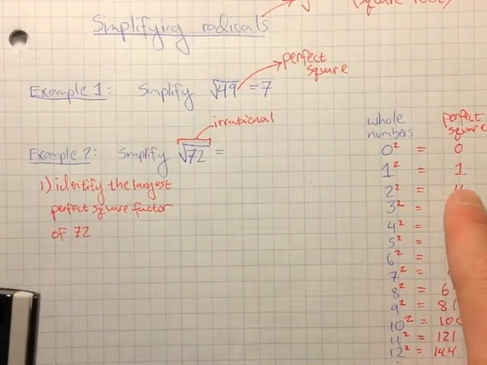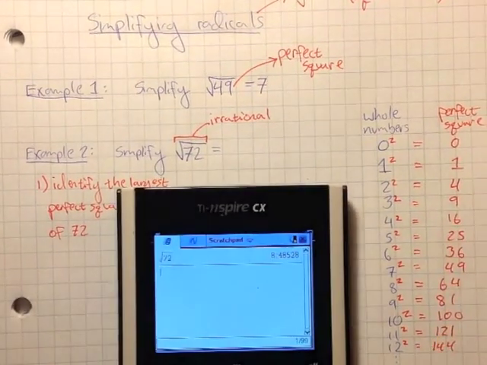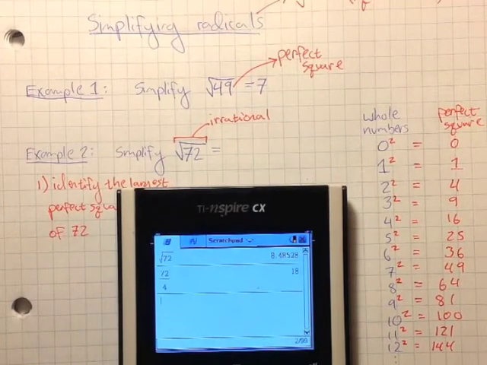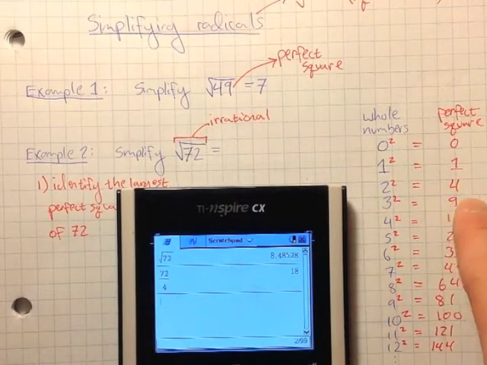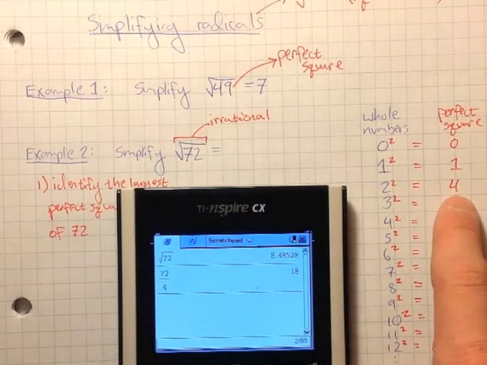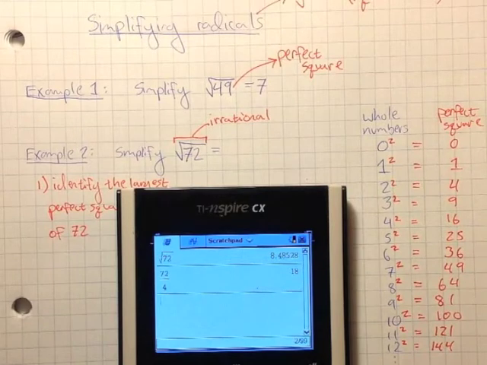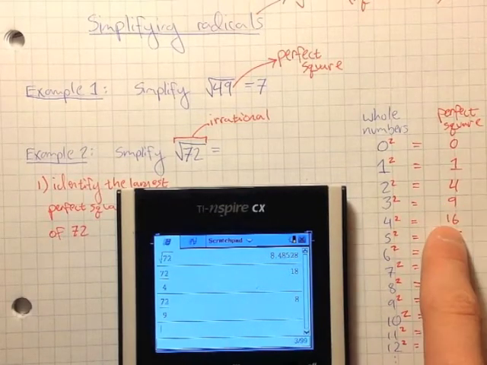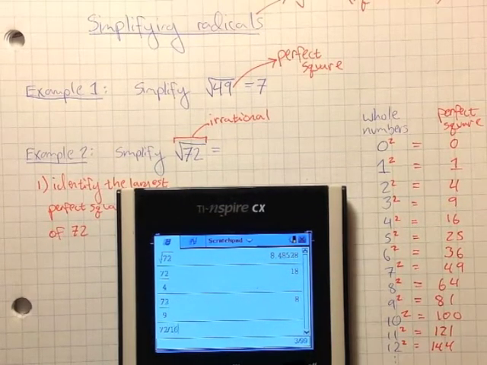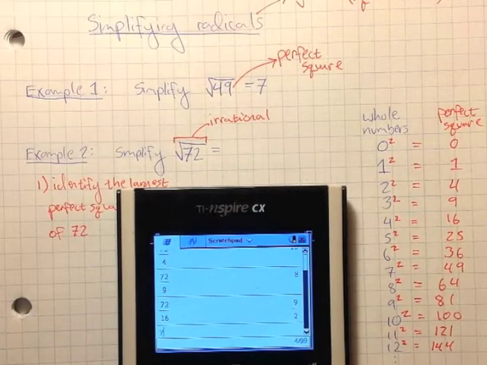Let's see, how about 4? 72 divided by 4? Yeah, so 4 is a perfect square factor of 72, but is it the largest? How about 72 divided by 9? Yeah, 9 works. How about 16? 72 divided by 16? No, that doesn't work. How about 25? No, it's not divisible by 25. How about 36?